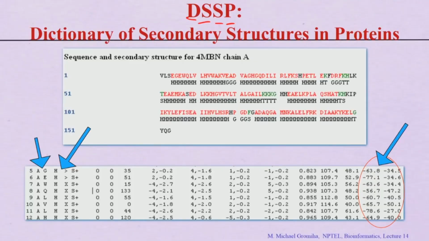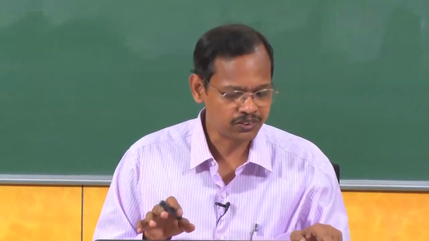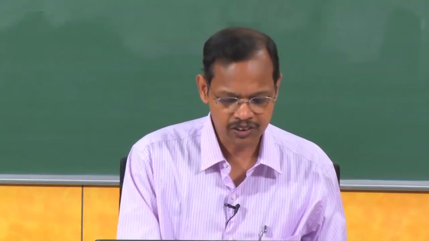So, this is the output of DSSP. Here they give the chain information, and this is the amino acid sequence, and this is the secondary structure assignment. And here they have these hydrogen bonding patterns. For the residue number, they put 2, 4, 1, minus 1, where plus 1 means the forward direction and minus 1 means the reverse direction. They put which residues are hydrogen bonded with respect to this particular residue, and they also give the energy values.